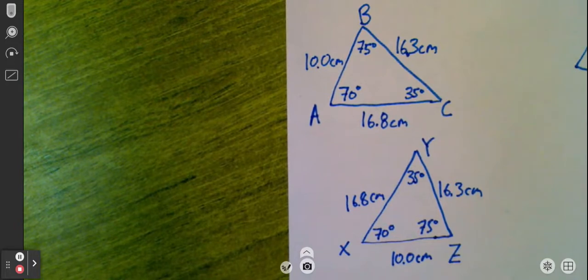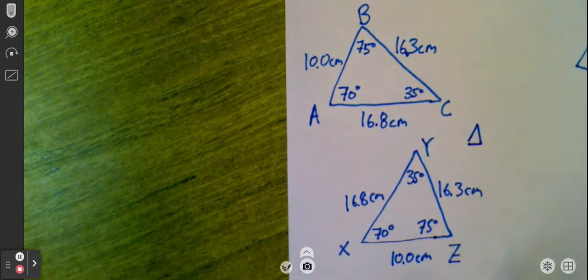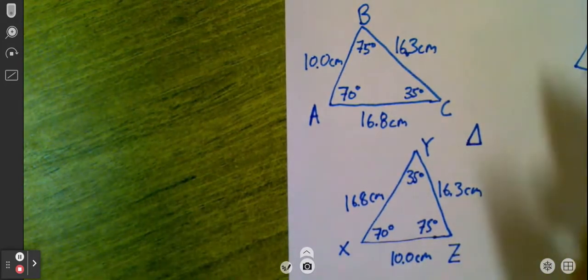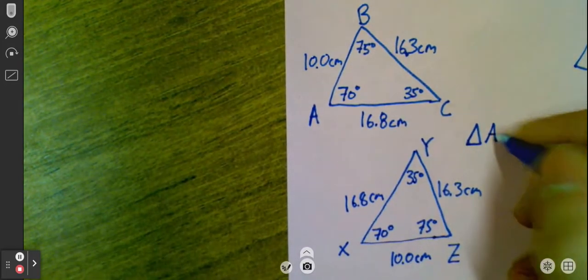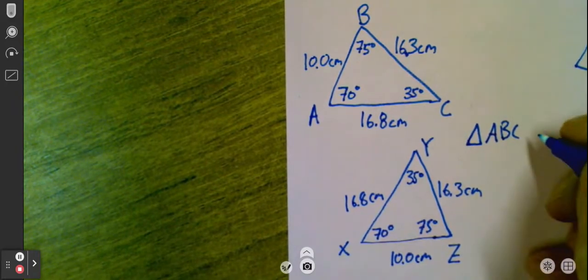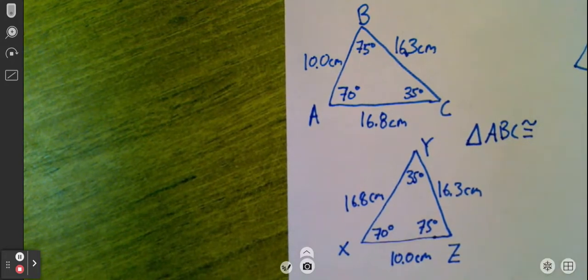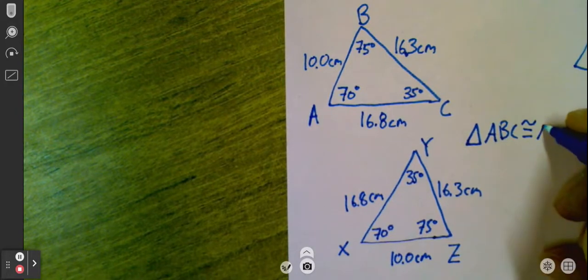One thing we've been doing in class is writing congruency statements. When we name triangles, we name them after their angles. We use capital letters to indicate angles. So we have triangle ABC. And if we want to say it's congruent, we use the equal sign with a tilde. That little squiggly line on top is called a tilde. So we say it is congruent to this other triangle.